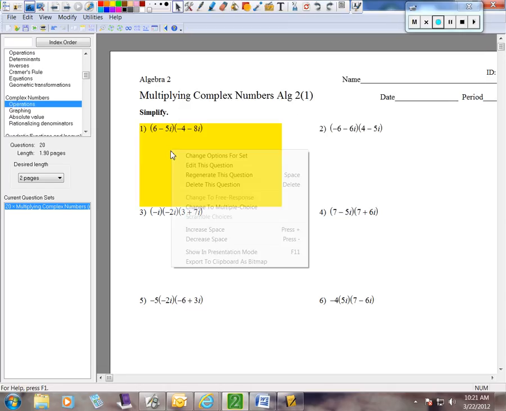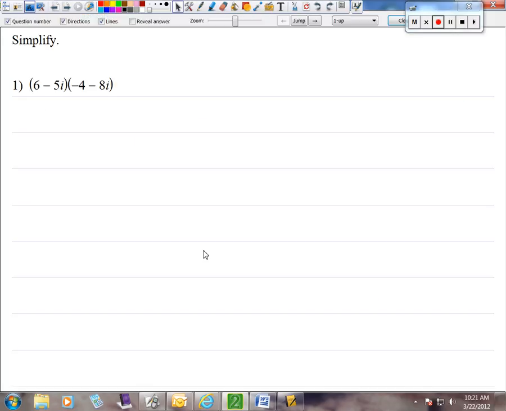All right, first thing we're going to do, let's look at number 1 because you've done this before, I know. Here's the only thing you have to remember. When we're dealing with complex numbers, i squared equals -1. You remember that? Yes?